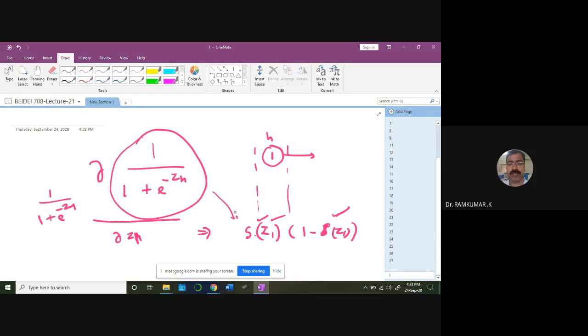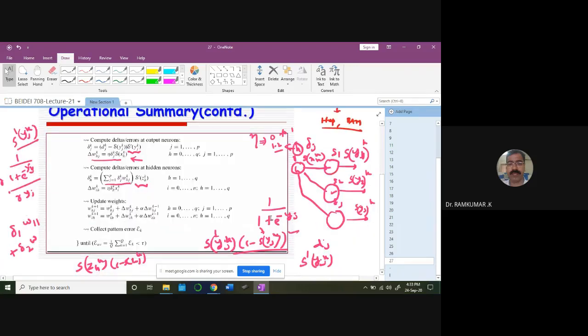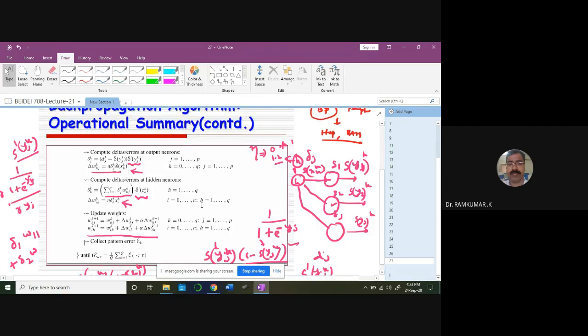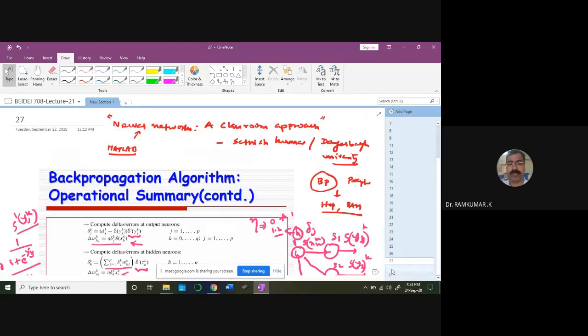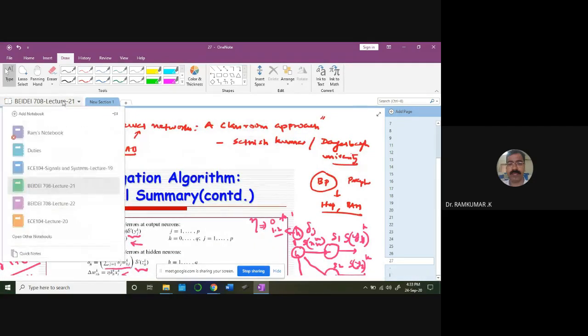So this idea is important. Using that, you compute that value, then get this, and then update these two weights. You got both these delta values, delta WHK, delta IHK, and then you update the weights. Once you update, that is one iteration over, and you can go for the next iteration. That is what we learned in the last class also.